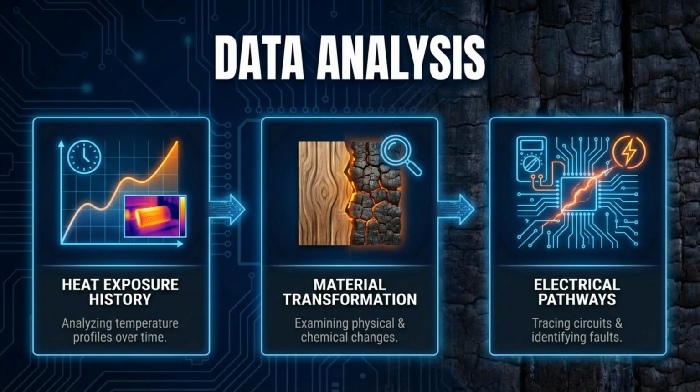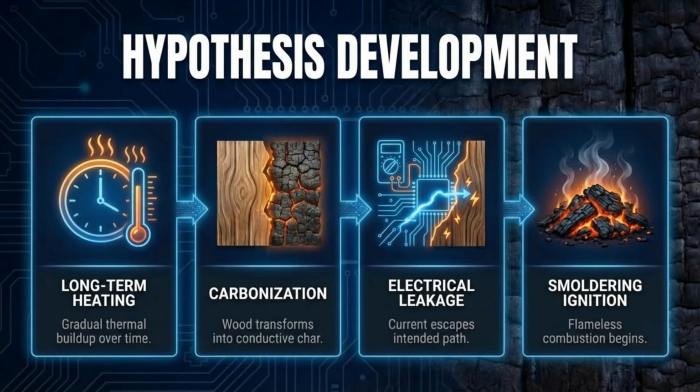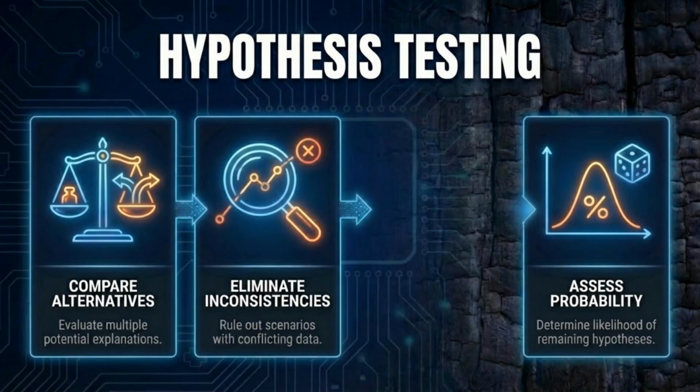Data analysis involves reviewing heat exposure history, examining material transformation, and tracing electrical pathways to identify faults and potential ignition sources. Hypothesis development considers long-term heating, leading to carbonization. This creates conductive char, allowing for electrical leakage and potential smoldering ignition. Hypothesis testing involves comparing alternative explanations, eliminating those inconsistent with the data, and assessing the probability of remaining hypotheses.